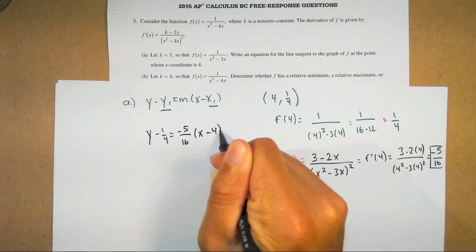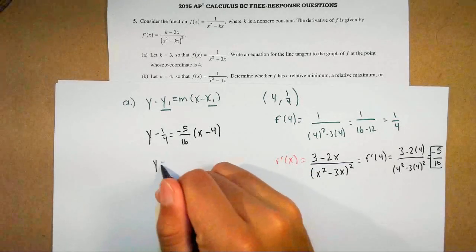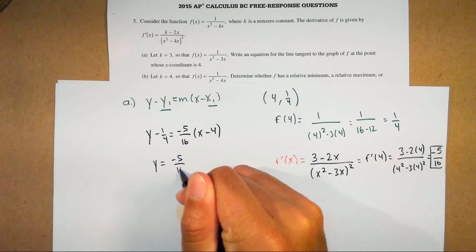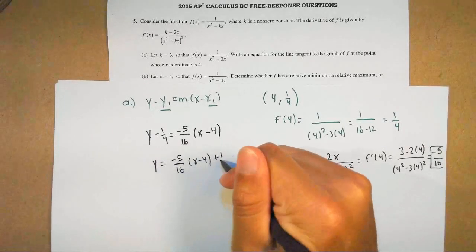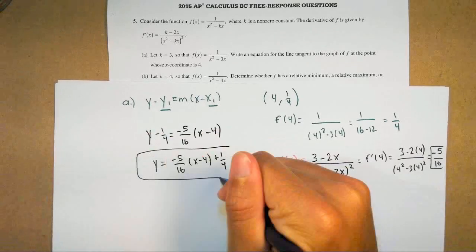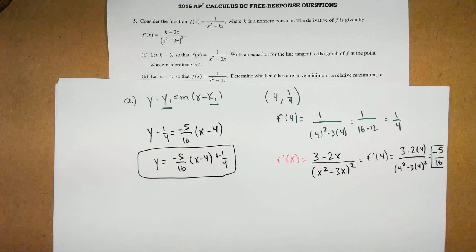And the last thing is, normally on an equation that deals with a tangent line, you want to get y by itself. So I'm going to get y by itself. I'm not going to distribute anything. I'm just going to keep it here. Plus 1/4. And that is my tangent line. Okay? So let's move on to part B.